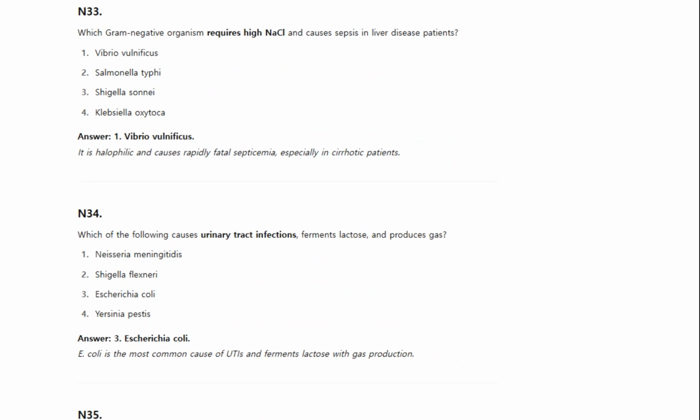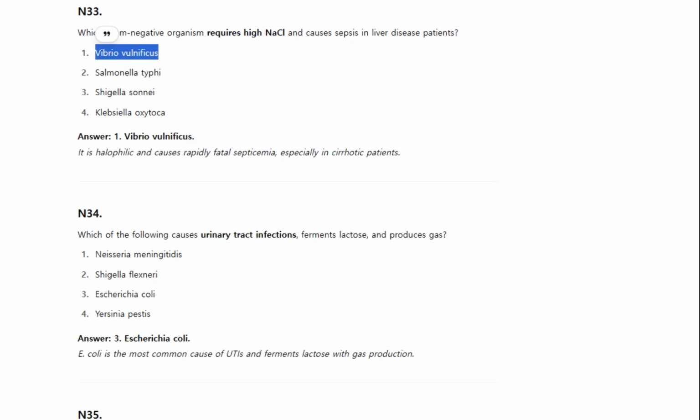N33. Which gram-negative organism requires high NaCl and causes sepsis in liver disease patients? 1. Vibrio vulnificus. 2. Salmonella typhi. 3. Shigella sonnei. 4. Klebsiella oxytoca. Answer 1. Vibrio vulnificus. It is halophilic and causes rapidly fatal septicemia, especially in cirrhotic patients.